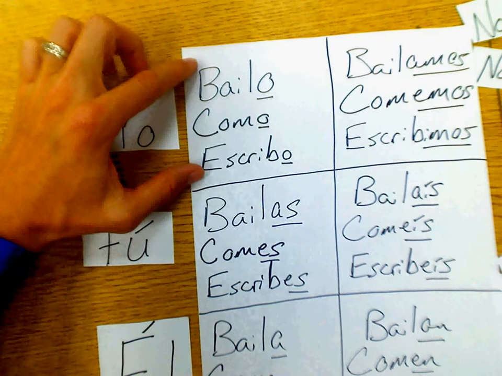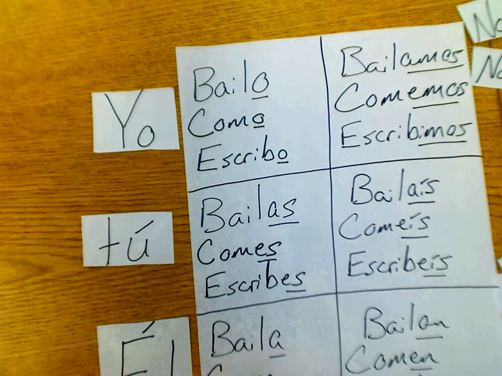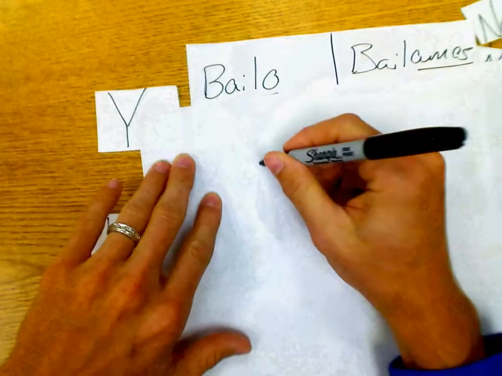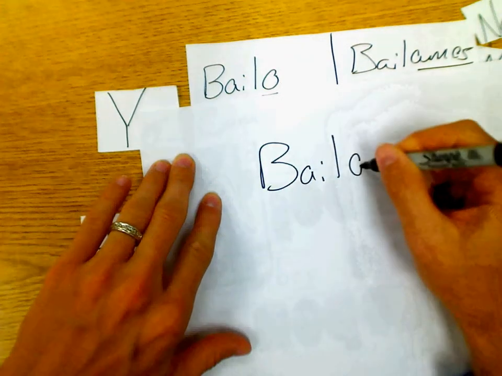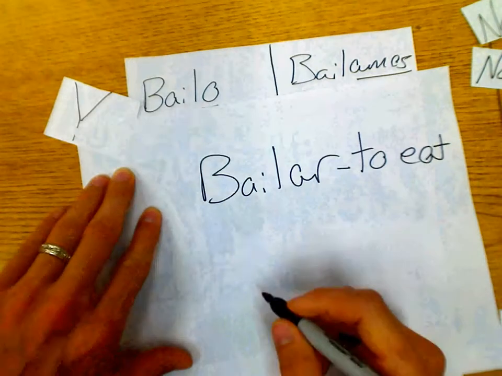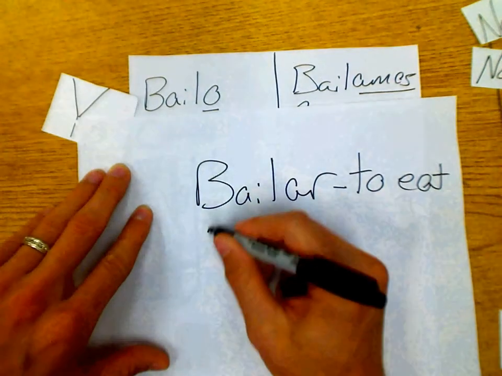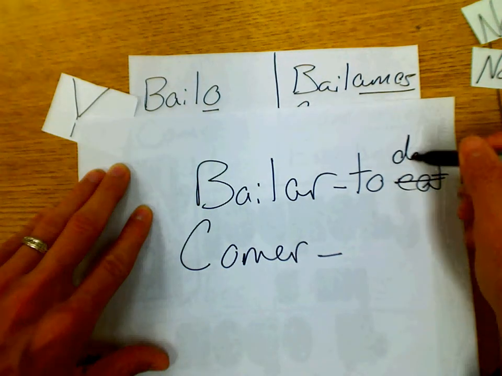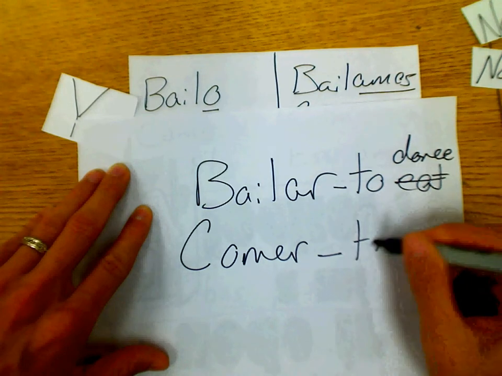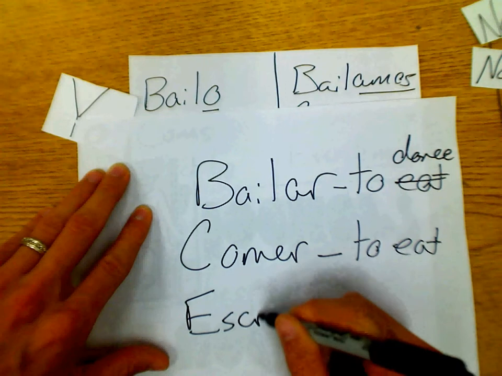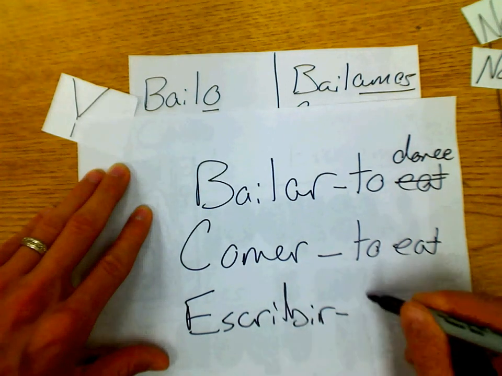Okay, so let's look at these words. Bailo, como, and escribo. These words come from a different word. They come from bailar, which means to dance. Comer, I'm getting ahead of myself, means to eat. Escribir means to write.